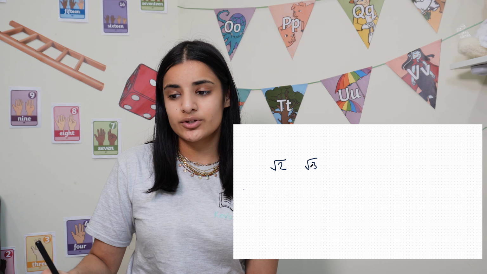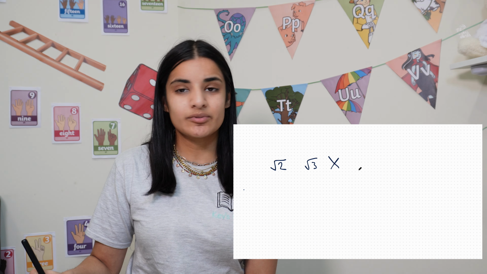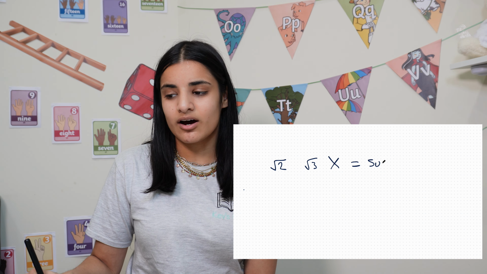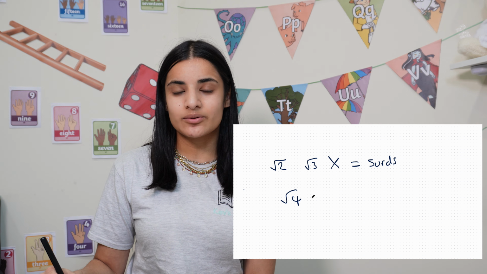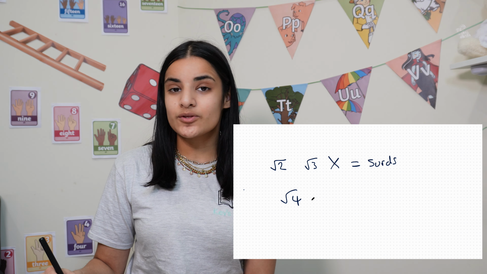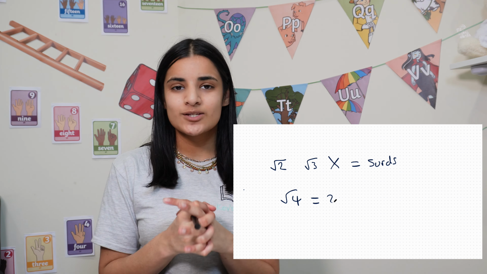A surd is basically a square root, a cube root, or any root really that cannot be simplified to a whole number. For instance, root 2 and root 3 cannot be simplified to a whole number, so these are surds. But if we had root 4, this can be simplified to a whole number, as we know the square root of 4 is 2. So basically, if it's a neat number like 2 or 5, it is not a surd. But if it can only simplify to a decimal that goes on forever and ever, then that right there is a surd.